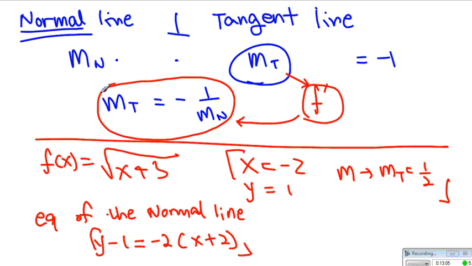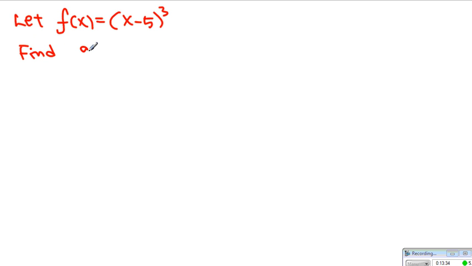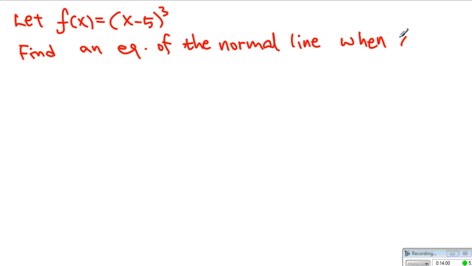All right, then let me try to get to one question and see what happens. So here we have, let's see, f of x is equal to x minus 5 to the 3rd power. And I'm looking to find an equation of the normal line when x equals, let us say, 4. All right, then let's try to look into this one.